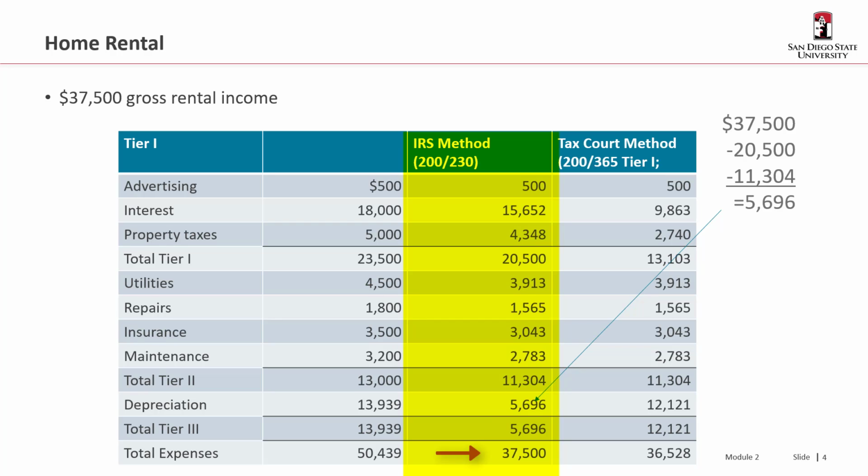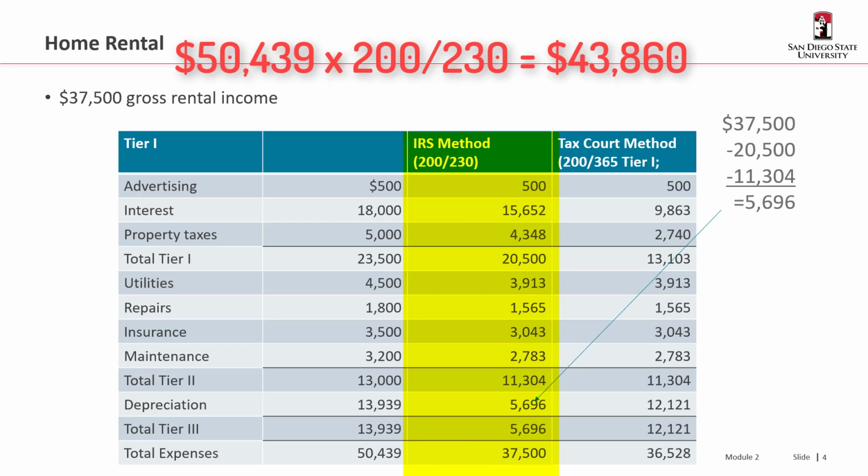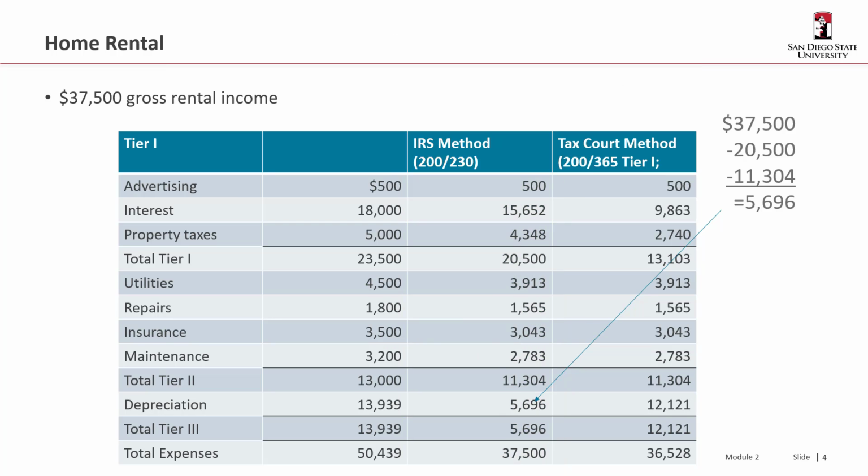And I knew that answer from the beginning because I saw that my total expenses were 50,439. If I allocate that using the 200 divided by 230, I get more than 37.5. Okay, now let's shift to the tax court method.